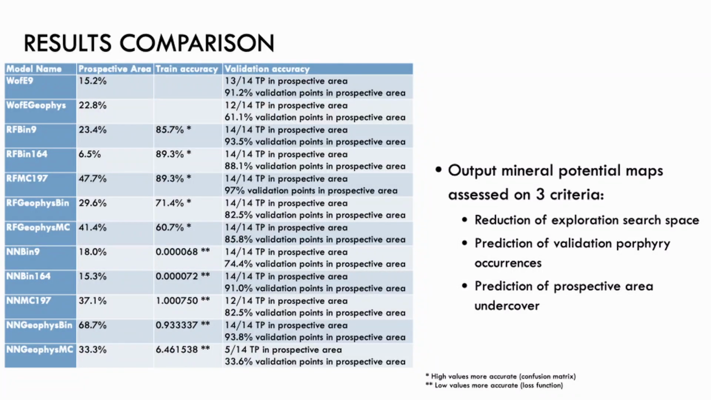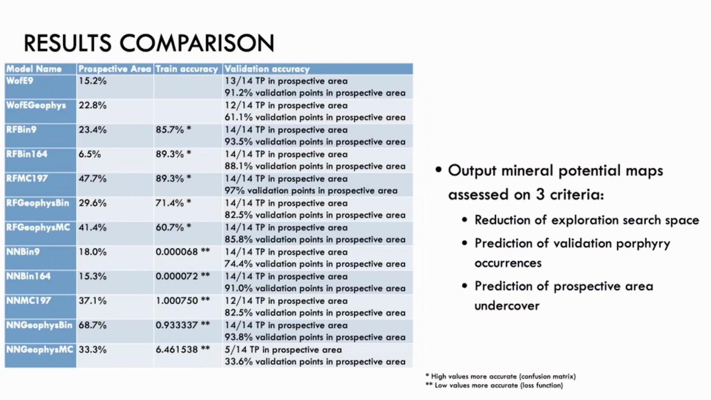Comparing the results, I looked at 3 different assessment criteria. Firstly, the reduction in the exploration search space from the output mineral potential map. Secondly, how well did each of the models predict a separate subset of validation porphyry copper gold occurrences, and how well did each of the models work undercover. You can see in this table the amount of prospective area in each of the models. This is with the models being binary, so the output maps were prospective and unprospective area only.